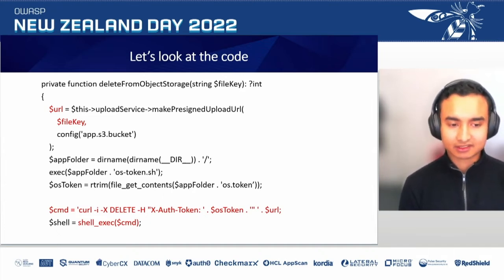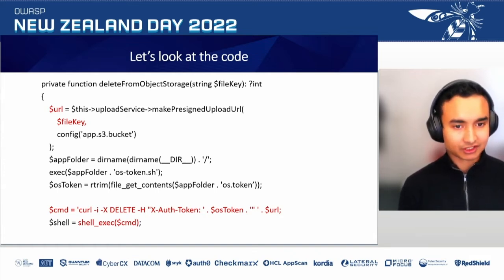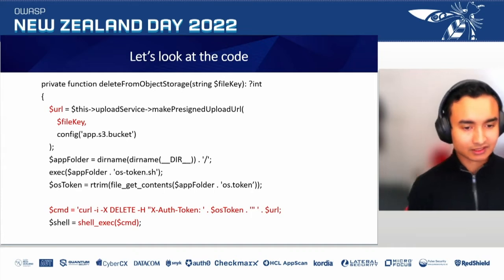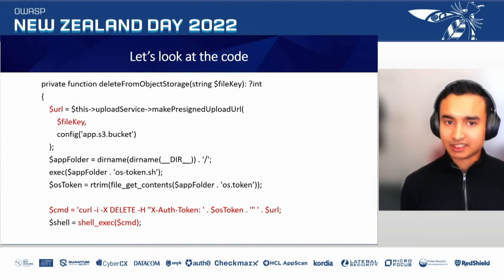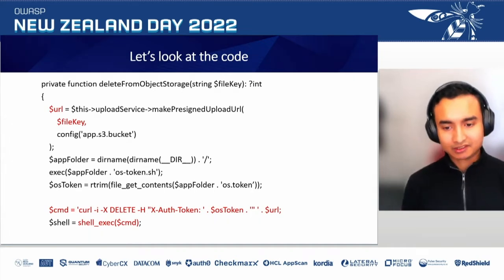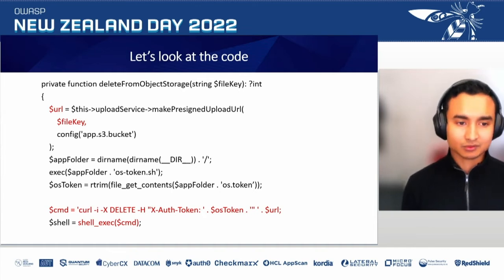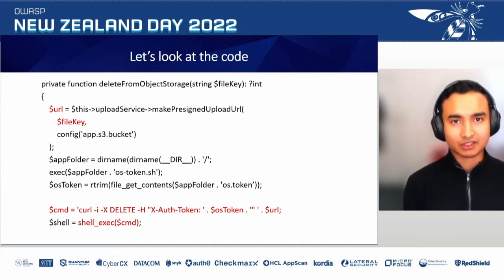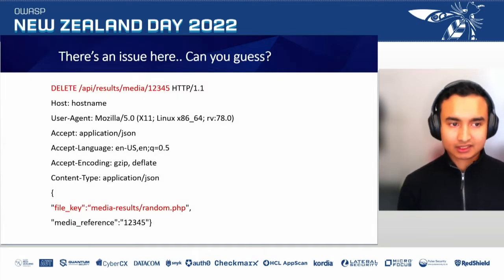We can see here curl is being used, which is unusual. Rather than using a framework defined function, they are trying to use a system command, making another delete request. And at the end, we can see the URL value is being appended. If we look at the previous request again, we would see we can control this file key when we are sending the request.